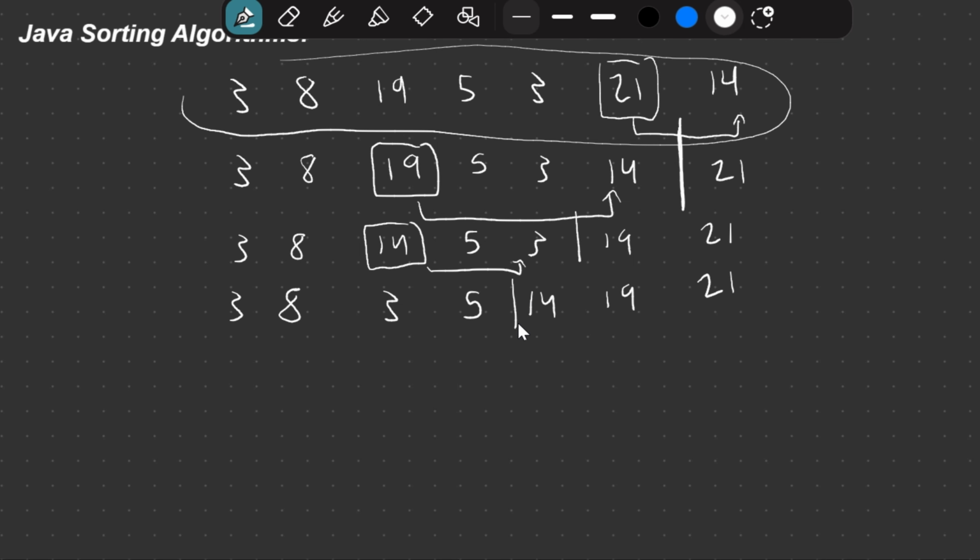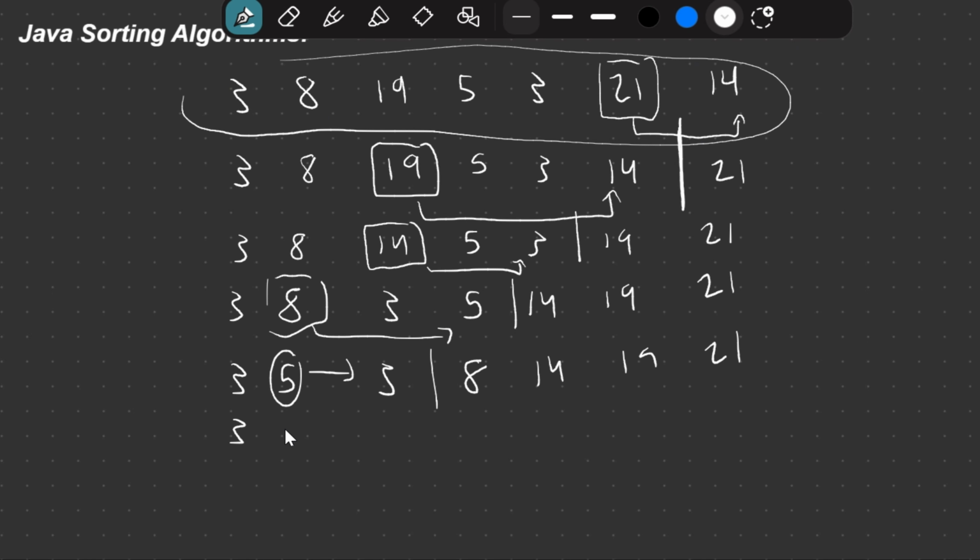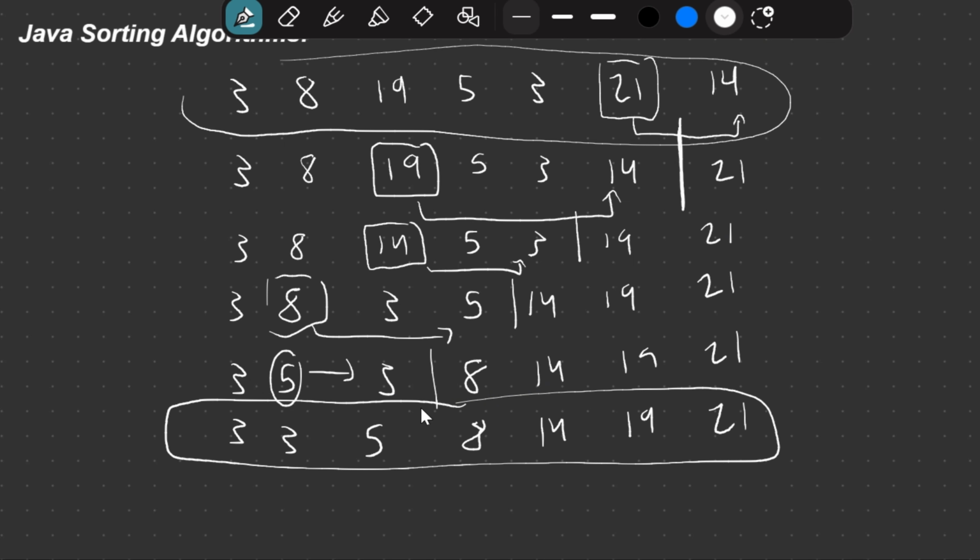And then these 3 are blocked off. We're going to grab 8 and swap it with 5: 3, 5, 3, 8, 14, 19, 21. Those 4 are blocked off. Now we're just looking at these 3: 3, 5, 3. 5 swaps with 3, giving 3, 3, 5, 8, 14, 19, 21. This is our sorted array with selection sort, and its runtime is a big O notation of O(n squared).